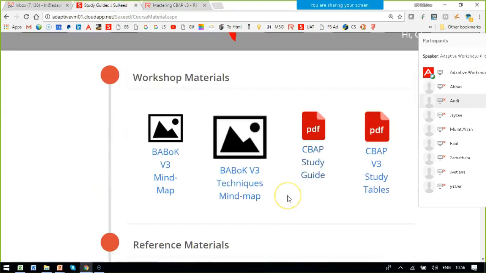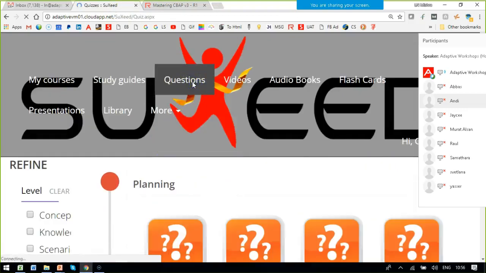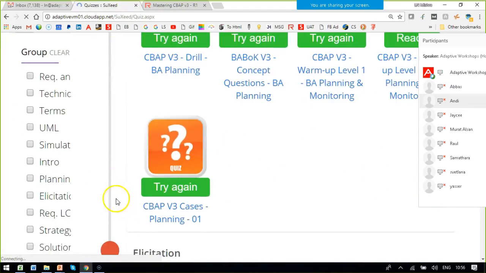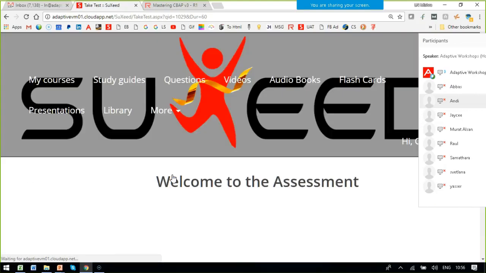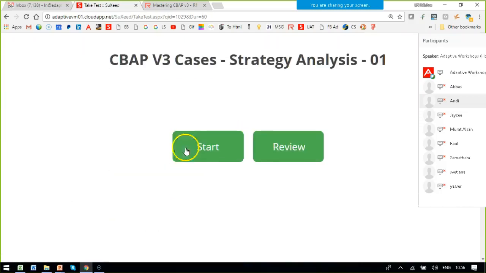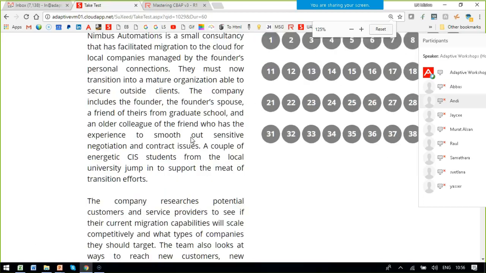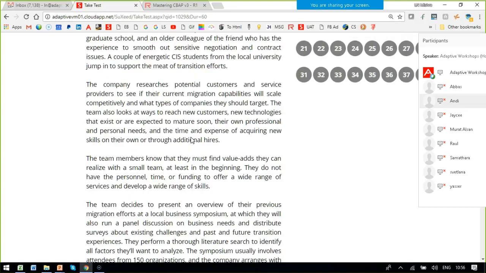Okay, so now let me go to the question bank and pick up cases for strategy analysis. Where is strategy analysis? And let's take. So we had gone till, I think, Murat in the last round. So this time we will start with Rahul. It's probably becoming too small. I think this is okay, Rahul, to read.